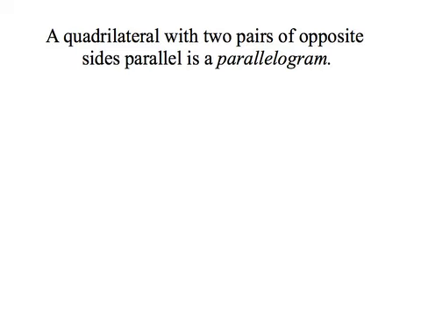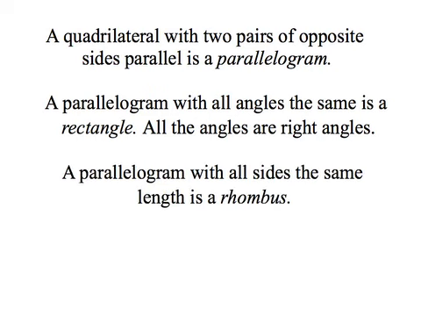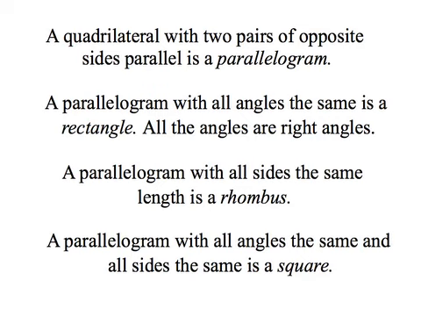A quadrilateral with two pairs of opposite sides parallel is a parallelogram. A parallelogram with all angles the same is a rectangle, and all the angles are right angles. A parallelogram with all sides the same length is a rhombus, and a parallelogram with all angles the same and all sides the same is a square.